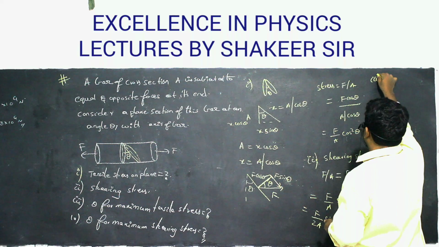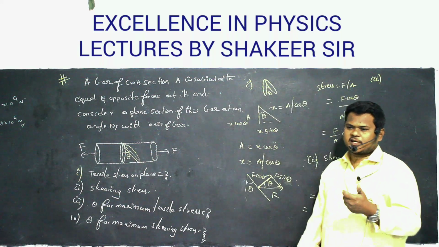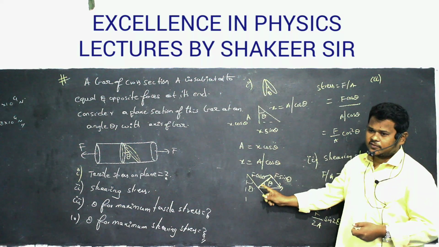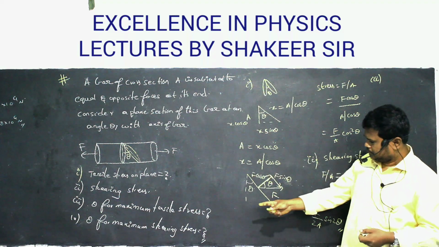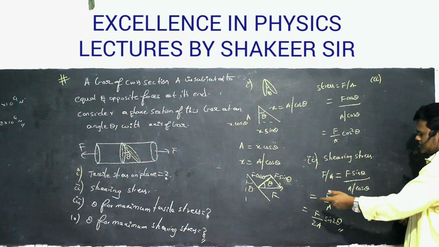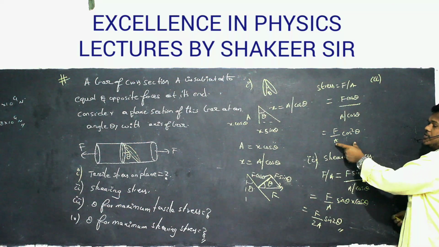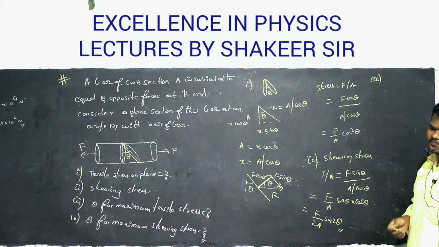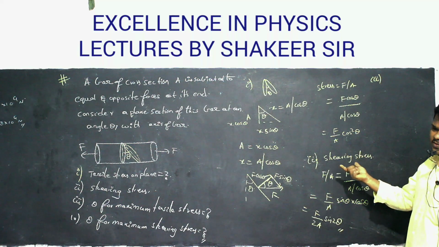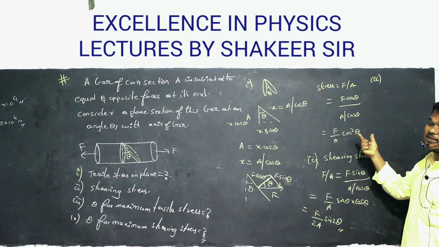What is the third question? What is the angle theta for which the maximum tensile stress can be applied? Clear? So which angle theta should I consider for which the stress is maximum? How can I calculate? This is the tensile stress which we have calculated, F by A cos square theta. So this value is maximum for which angle? When cos theta is 1, the maximum value of cos theta is 1. So if cos theta is 1, then theta will be equal to 0 degrees.